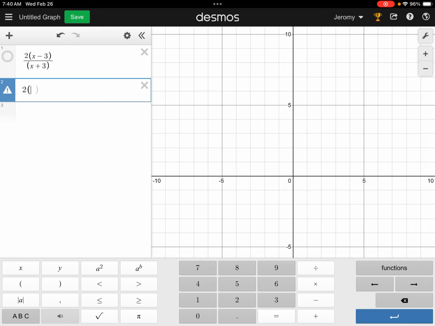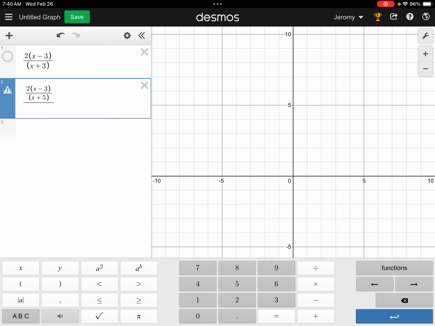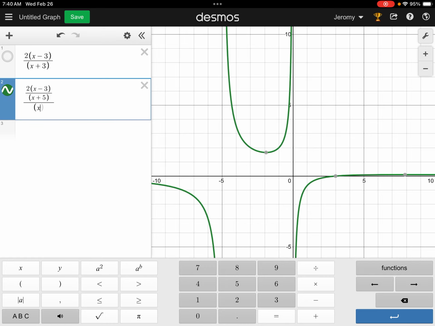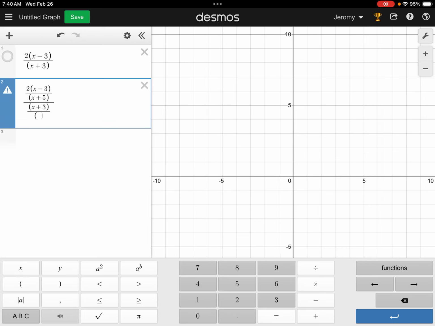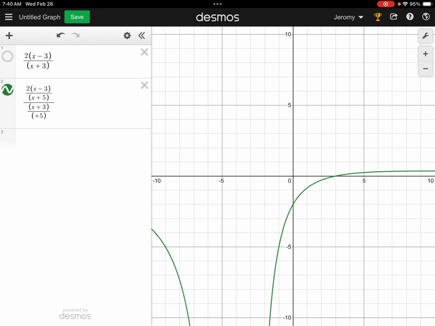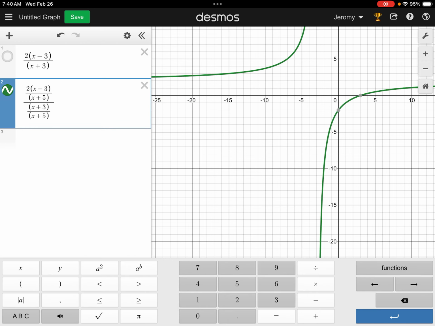So 2 parentheses x minus 3 divided by x plus 5. Let me jump over to the right, and then we hit the division sign. Now, when we hit the division sign, it creates one giant fraction bar at the bottom. So it's like you're going to have a fraction divided by another fraction. So just keep typing it in just like you see it. x plus 3 divided by x plus 5. Oops, we forgot our x right there. x plus 5. There we go.